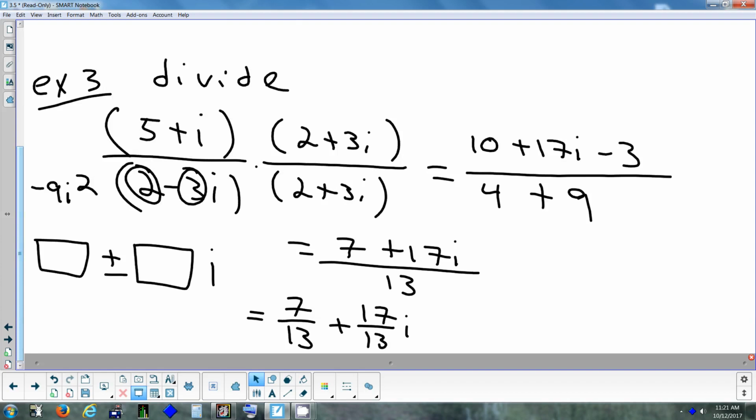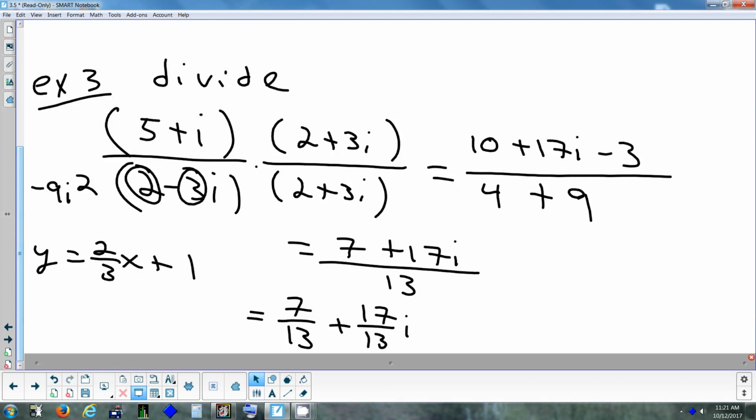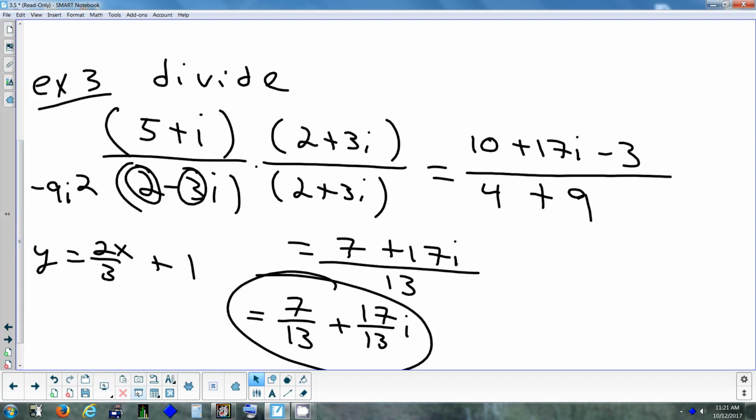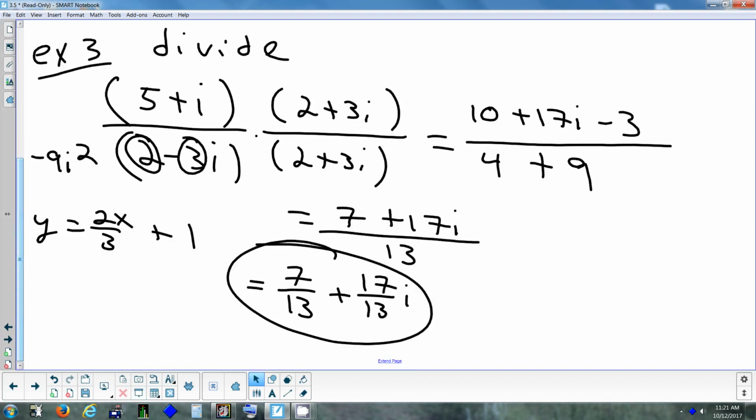And usually we put the i in the middle. It's kind of like when you do slope-intercept form. Usually you just put the x in the middle. You don't have to. I mean, technically you could put the x in the top. It's not wrong, it's just not how we usually do it. Same thing with i. Usually put it right in the middle. Okay. Any questions on that?